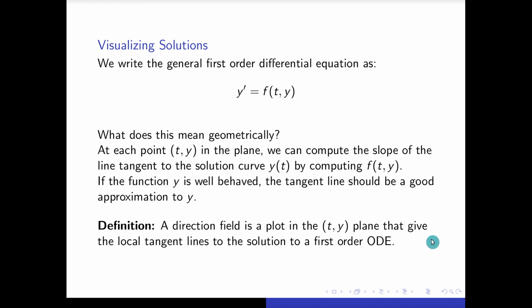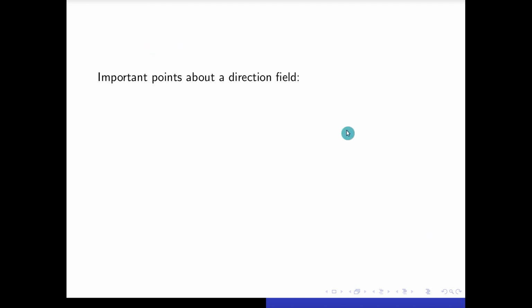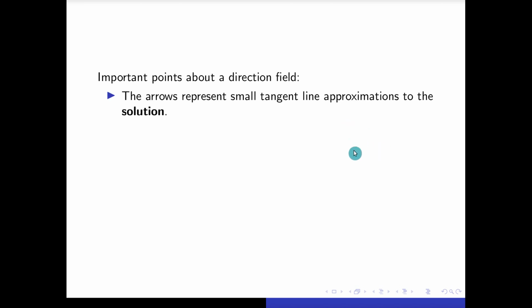Good. All right, here are a couple of important points about the direction field. The arrows represent small tangent line approximations to the solution. Maybe I'll pause here and let's go to the online plotter.